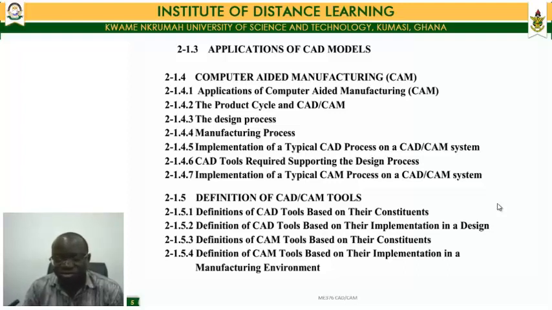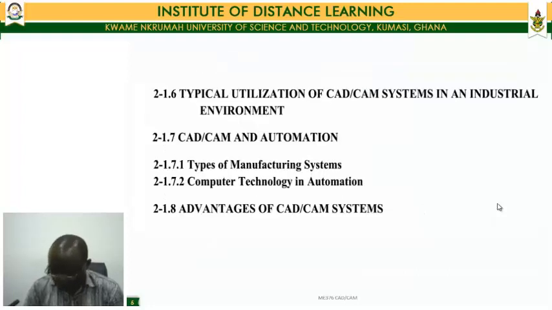Basically, if you want to define CAD or CAM, you can look at it based on what is inside it, or based on implementation of a CAD or CAM system. So we'll go through these basic definitions, and we'll finally look at the typical utilization of CAD/CAM system in an industrial environment. So we'll look at a scenario: if we are in an industrial environment, how would we make a decision whether or not to go for a particular CAD solution to our basic task ahead?